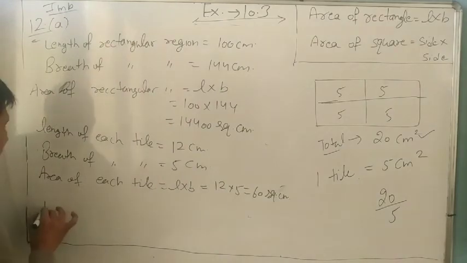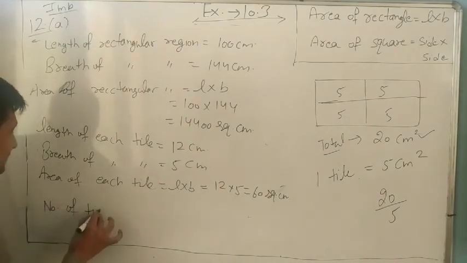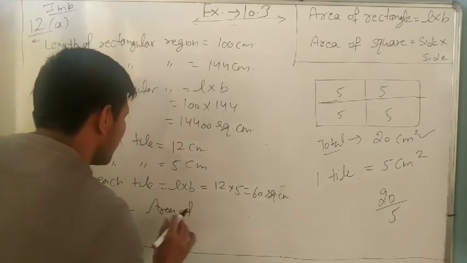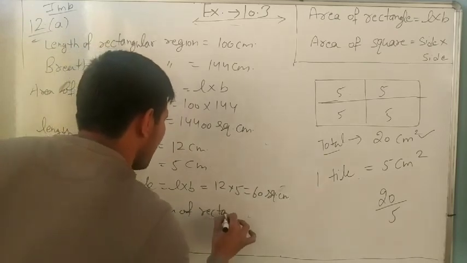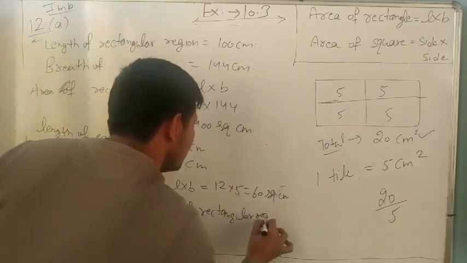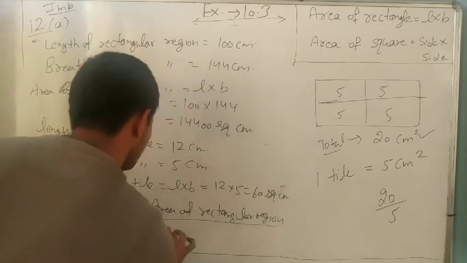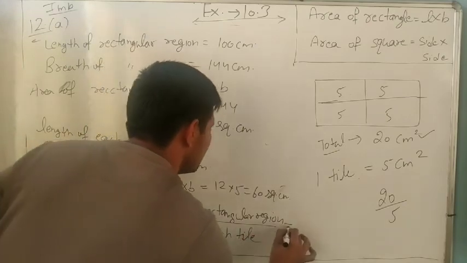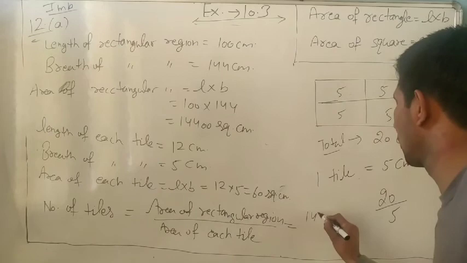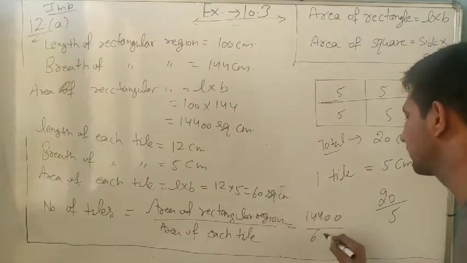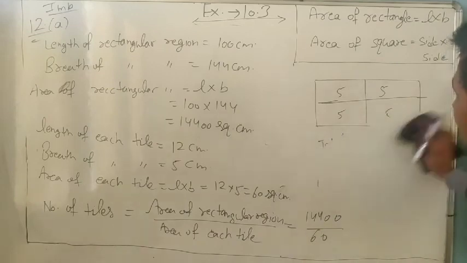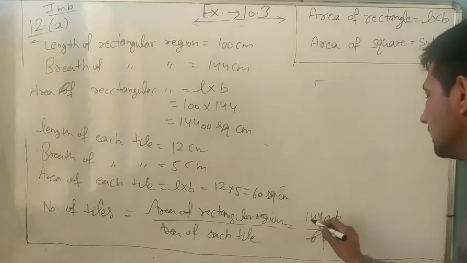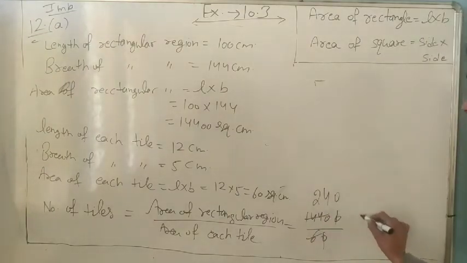So total area divided by area of one tile. How will you find the number of tiles? You write this formula: total area of rectangular region divided by area of each tile. How much is the total area? 14400 divided by 60. So we will cancel now. Understand it? 0 cancels by 0, then cut by 6. 6 twos are 12. So how many tiles?